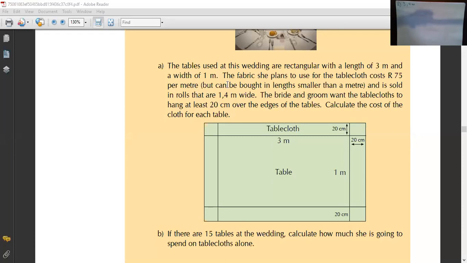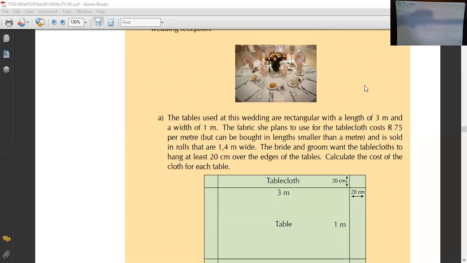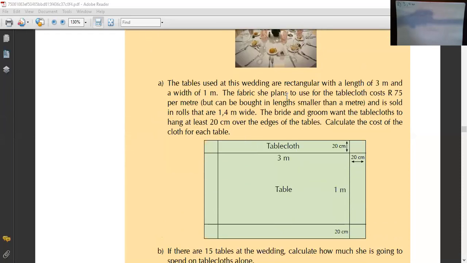Okay, the tablecloths used at these tables are rectangular. The fabric she plans to use for the tablecloth costs 75 rand. So we have 75 rand equal to 1 meter.